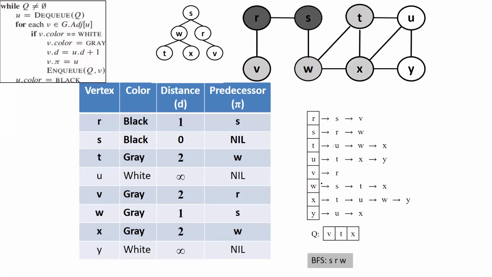Now, as we know that we have explored all the nodes adjacent to W, that is S, T, X, all the V values, and we have enqueued all those values into the queue. Now we settle W dot color as black. So W dot color will change from gray to black.